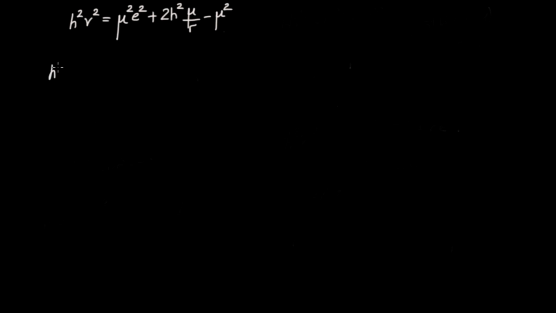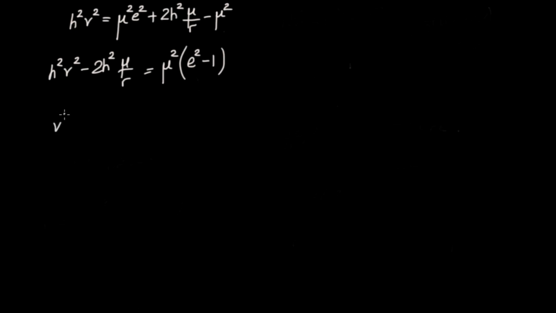So I'm going to have h squared times v squared minus 2 h squared mu over r is equal to these two remaining terms. I'm also going to pull out that mu squared again. It's going to be mu squared times e squared minus 1. And next I'm going to divide both sides by h squared, just to get rid of that h squared there.